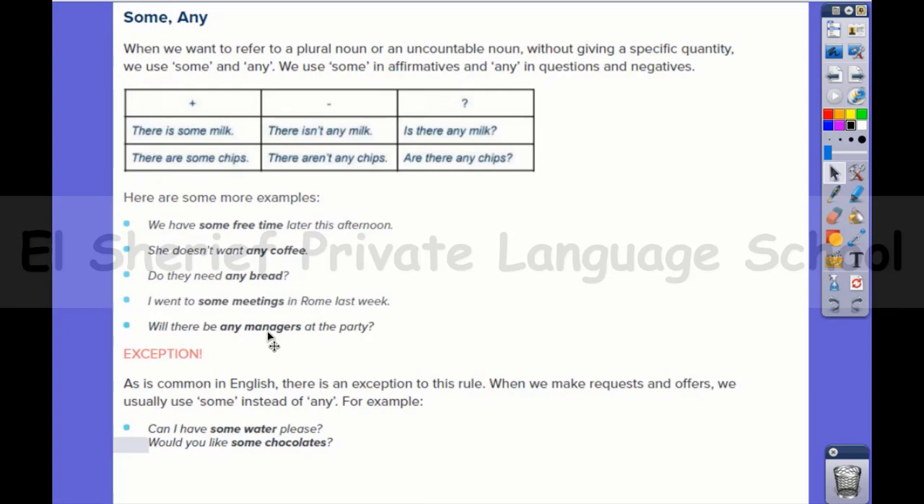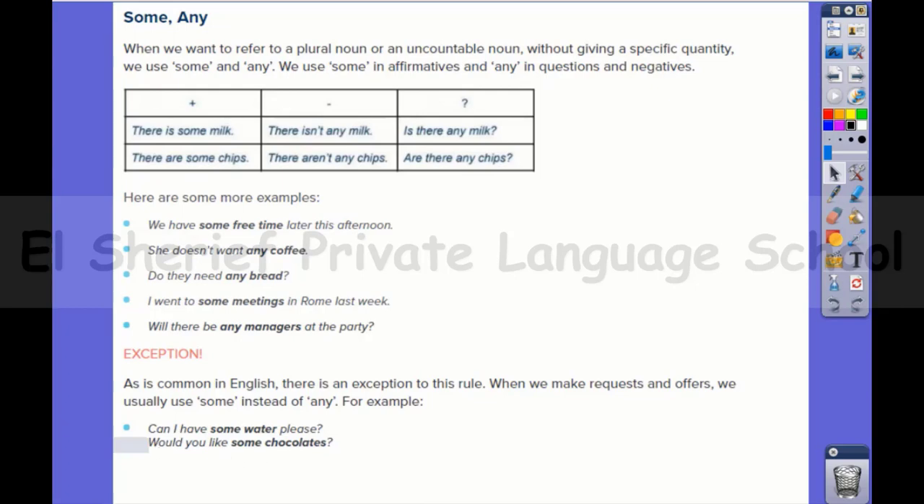Okay, managers. Exception. As is common in English, there is an exception to this rule. When we make requests and offers, we usually use some instead of any. For example, can I have some water, please? So, can I have some water, please? This is a polite request. Would you like some chocolates? This is an offer.